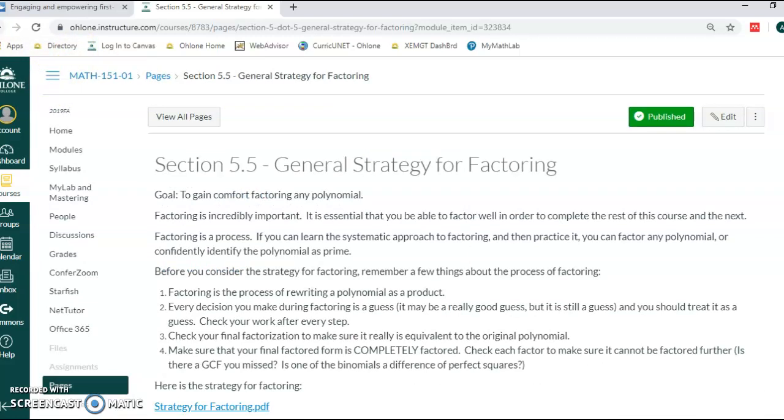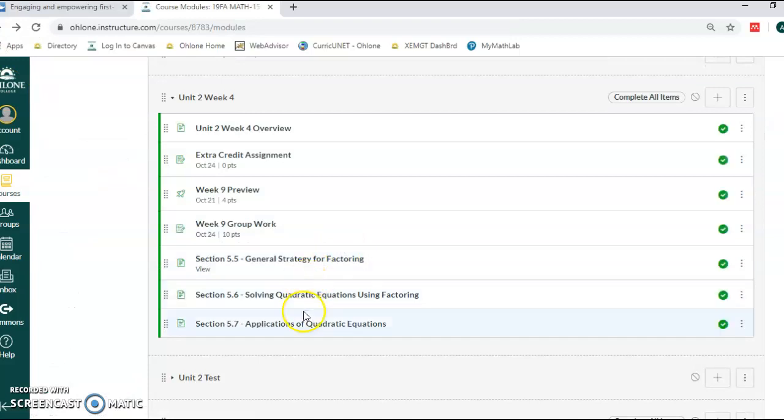Once you're done with the general strategy for factoring, you're going to learn how to solve quadratic equations using factoring. I know most of you probably remember the quadratic formula from high school. That's the whole x equals negative b plus or minus the square root of. Don't worry about it. It's not a part of this class. I don't want you to solve equations using the quadratic formula. You need to learn how to solve equations using factoring. On the test, the instructions say you won't get credit if you use the quadratic formula. You're welcome to use it to check your work, but you need to solve the equations using factoring.